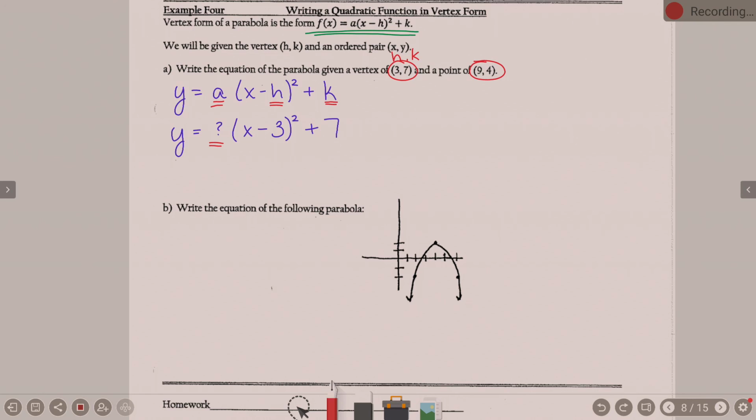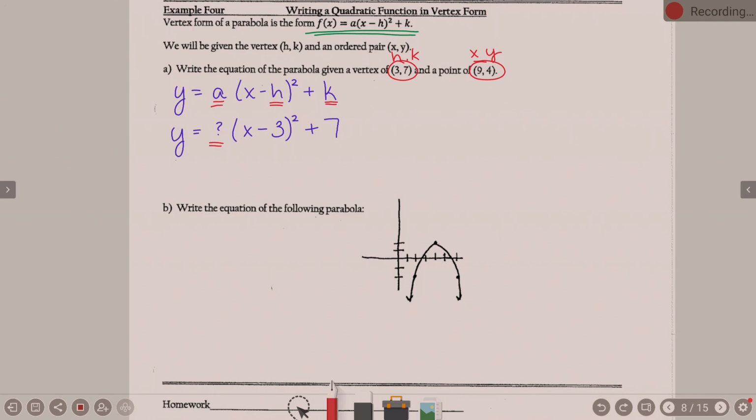What do you know about an ordered pair? What numbers are in an ordered pair? What values? X and Y. Well, if you look right here, we have X and Y. We already have H and K filled in. We can use this to find A.